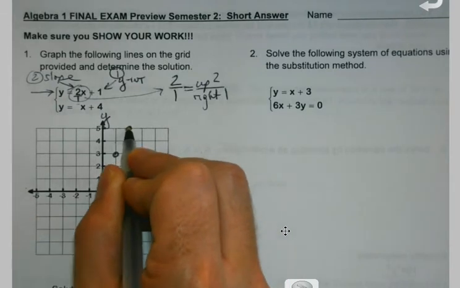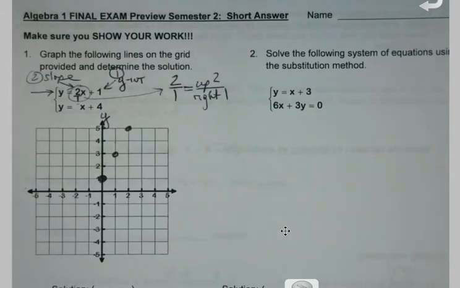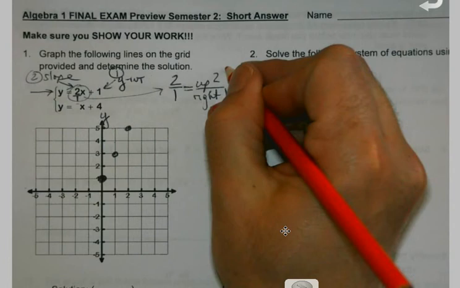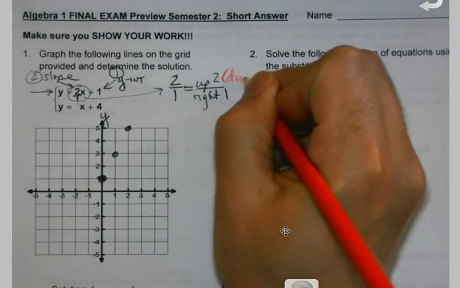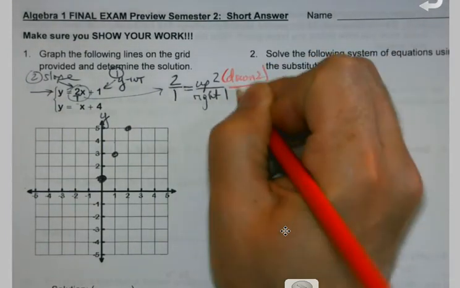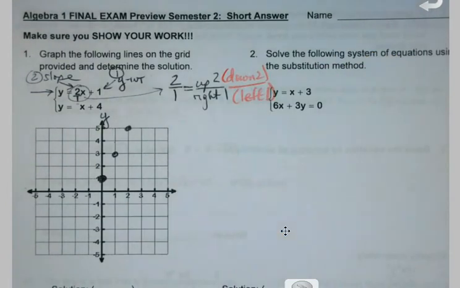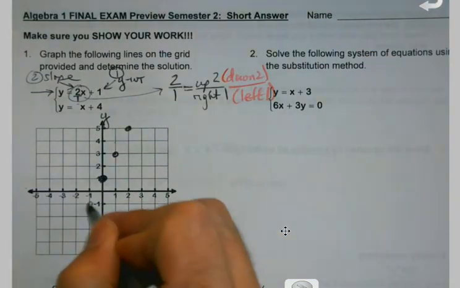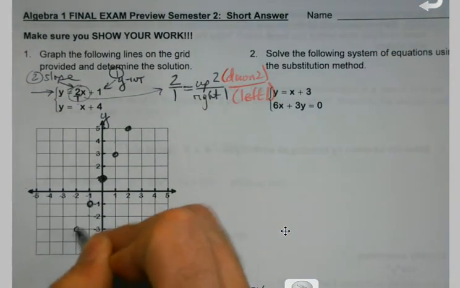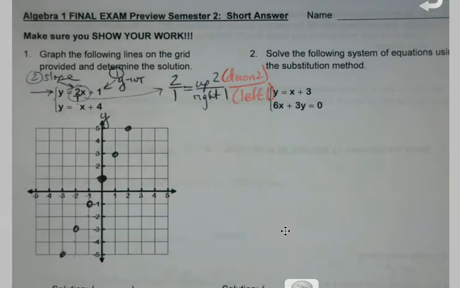And if I run out of room, which is a possibility sometimes, I can do the opposites of both of those. And go down 2 and left 1. Down 2 and left 1. Because I want to have dots all the way through my graph. I put the 2 over 1 because I always want slope to be a fraction.